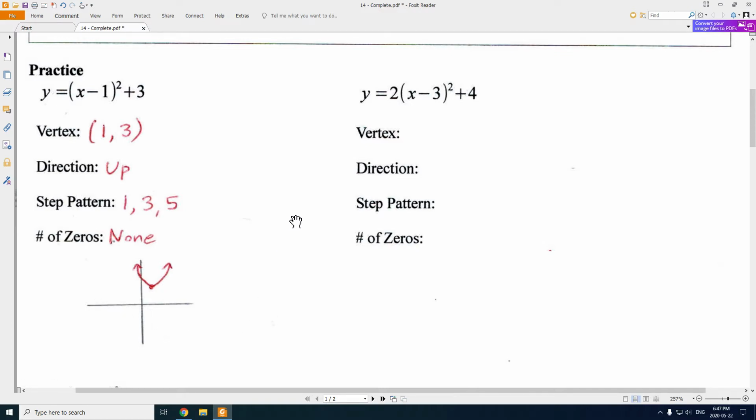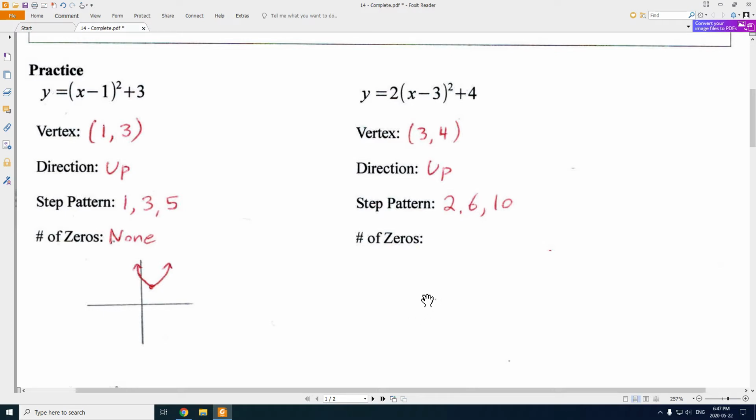All right, so hopefully you had a chance to try the next ones out. Let's see what you got. Okay, next one, it is vertex form. My vertex would be at, switching the sign out of the bracket, +3 and +4. My direction would be up because it's positive. My step pattern would be doubled, so 2, 6, 10.